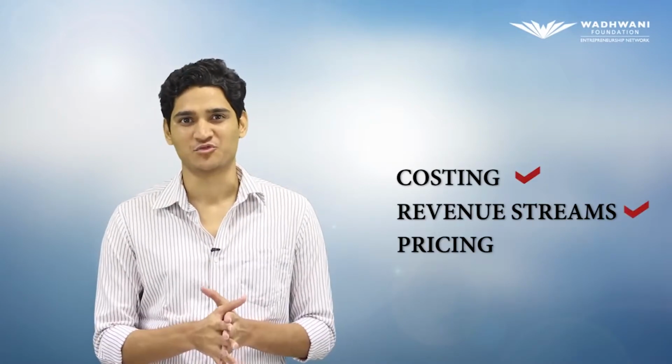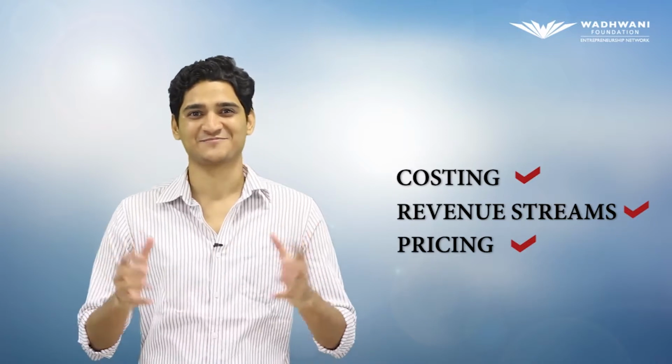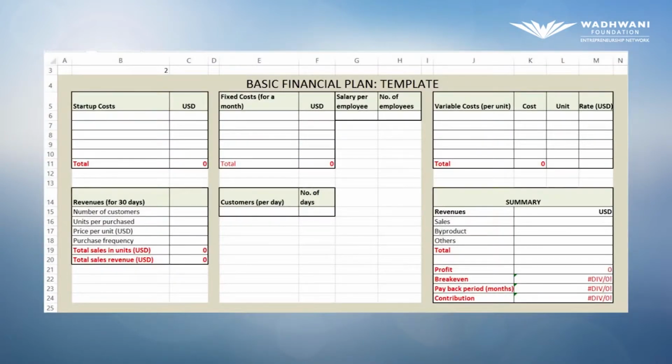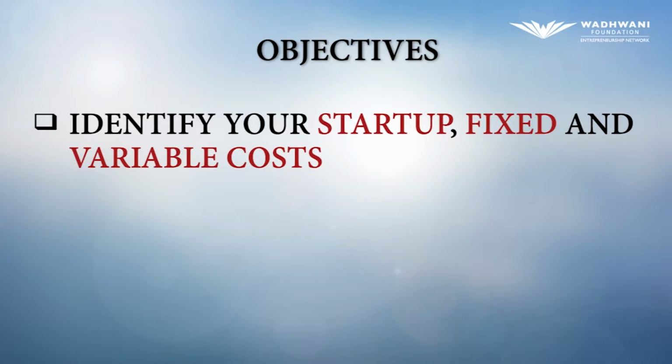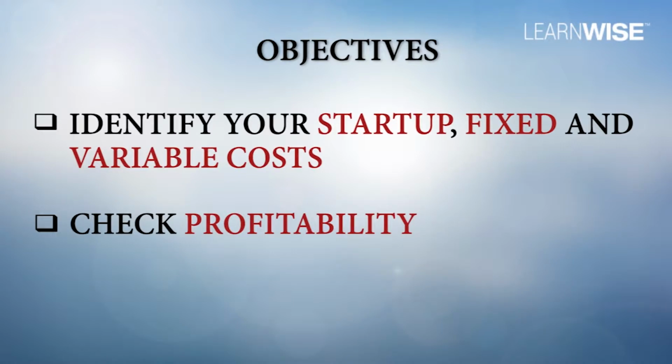Hi. Do you now understand costing, revenue streams, pricing? Great. So now pick up the basic financial template and try to fill it for your business. Objectives of this activity are to identify your startup, fixed and variable costs. And finally, check whether your business is making a profit or not.